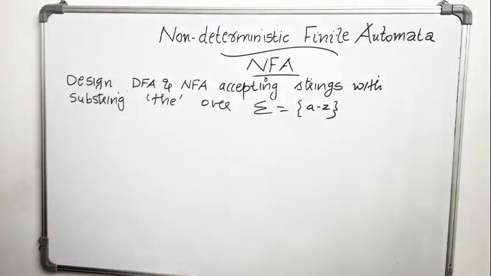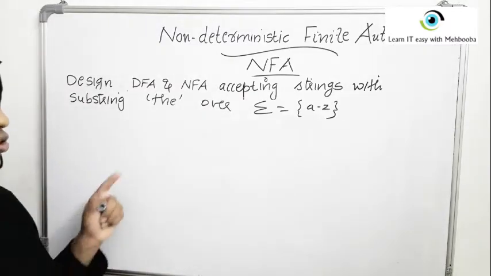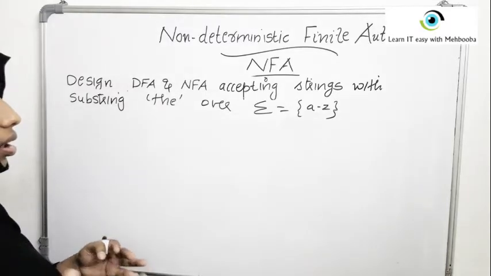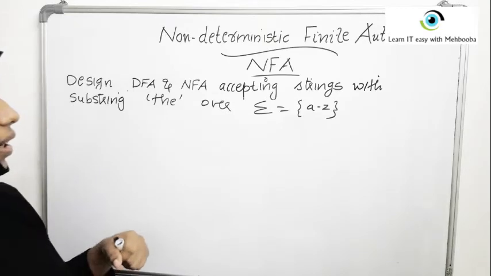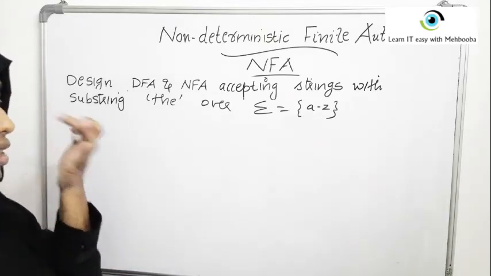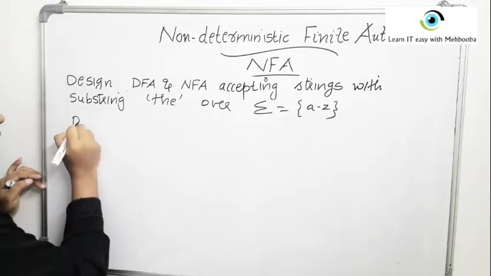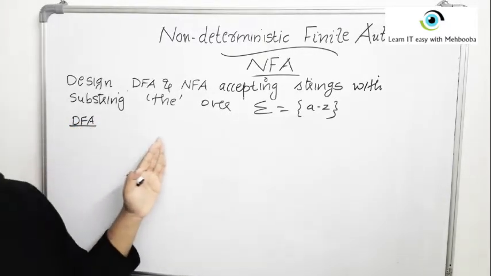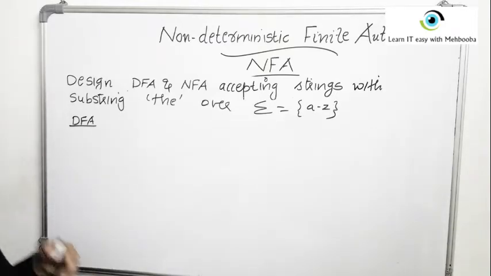Alright, here goes our next example. The question is: design a DFA and NFA accepting strings with the substring 'the' over sigma a to z. That is, the input alphabet is any letter from a to z, and you have to design a DFA and NFA that accept strings with the substring 'the'. We will start with the DFA. As usual, we will draw the DFA for the minimal string.